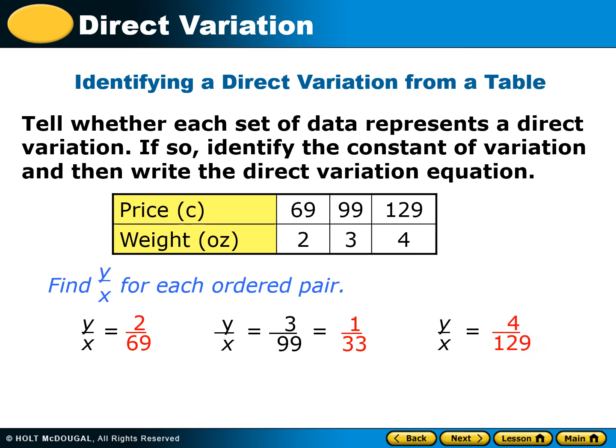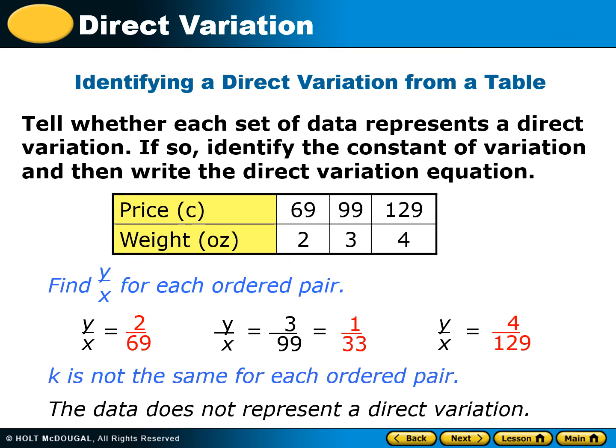So we have 2 over 6, 3 over 9, which is equal to 1 over 3, and then we have 4 over 12. So k is not the same for each ordered pair. We can conclude that the data does not represent a direct variation. If we get different constants of variation, or k, then the data is not a direct variation.